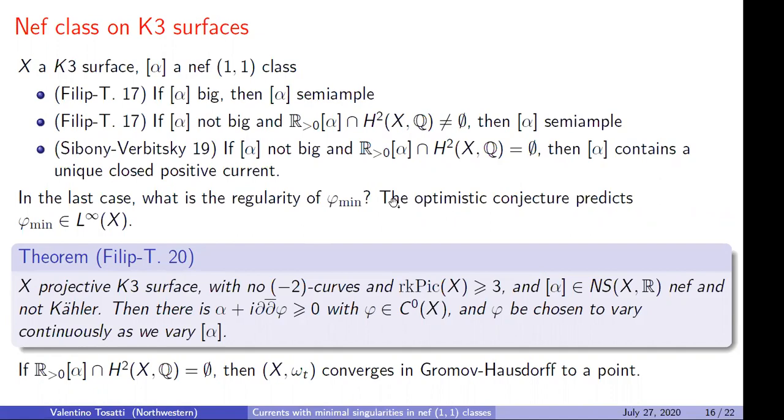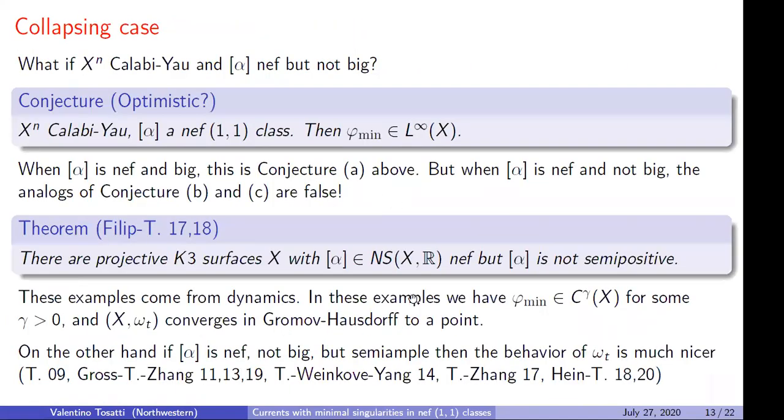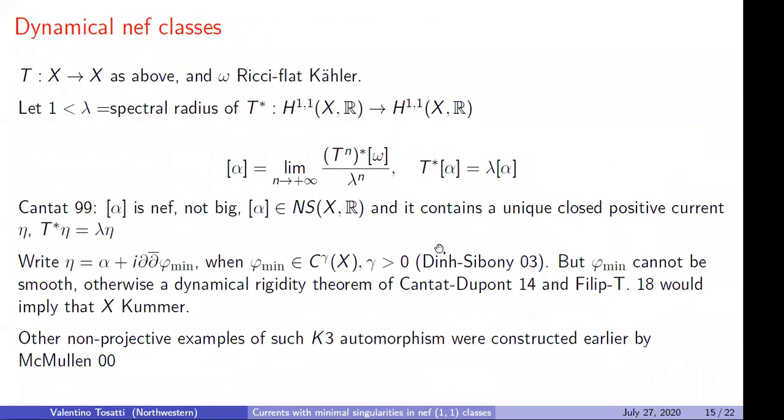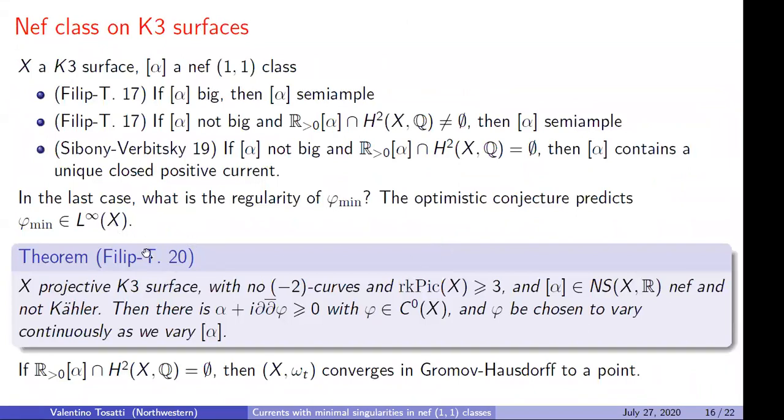And as the previous examples show, this phi min will not be smooth. So it's not smooth in general, but I'm hoping that it's bounded. And here is the recent theorem, which we're still finishing writing up, so it's not yet available. Assume that it is for the projective case. It answers the optimistic conjecture under some assumptions, but it gives a lot more information.